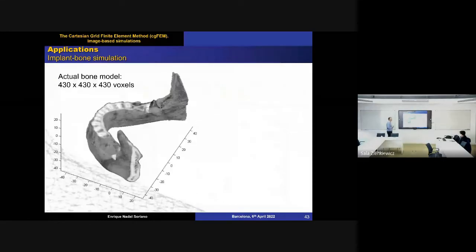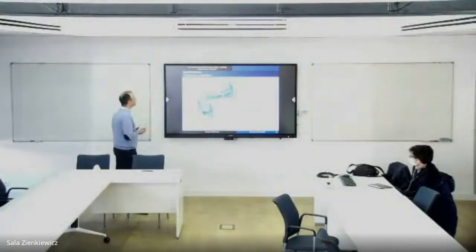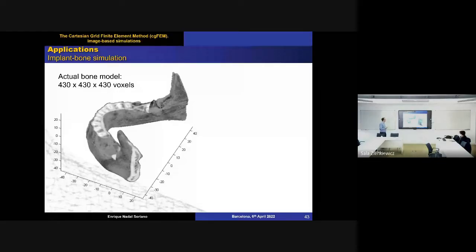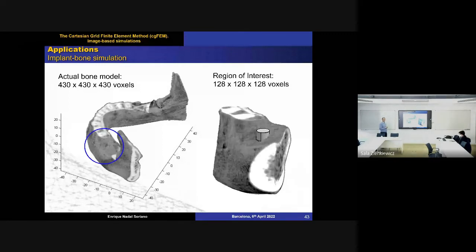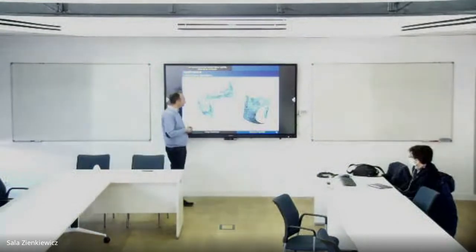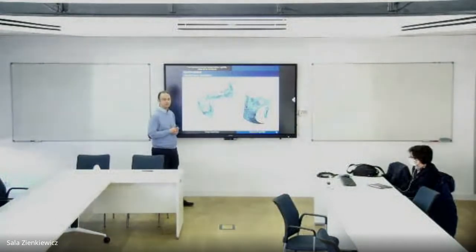Well, now we take a step forward and we start with the 3D models. This is a mandible, a full 3D mandible, and we want, for instance, to put a dental implant there. So this is just a demonstrator. In order to save computational cost, we take a small part of the mandible, and we put an implant there.